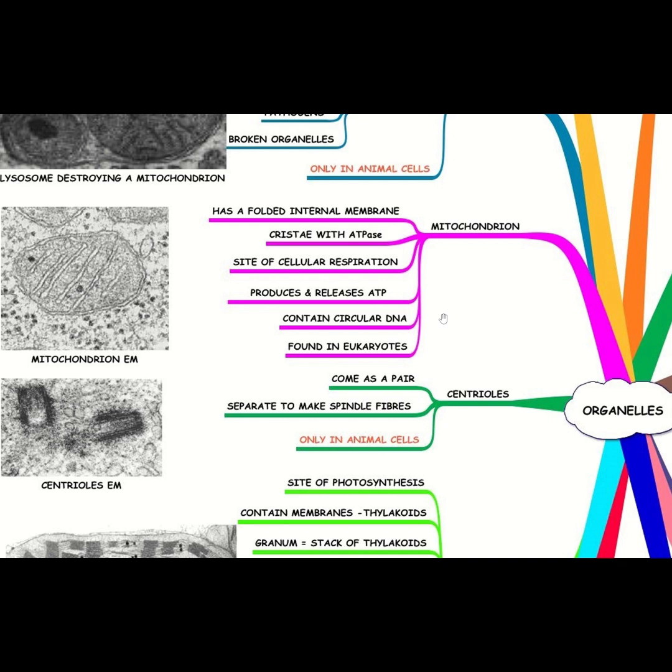The mitochondrion also contains a circular piece of DNA that is a remnant from the endosymbiotic relationship where an aerobic bacterium went inside a eukaryote.